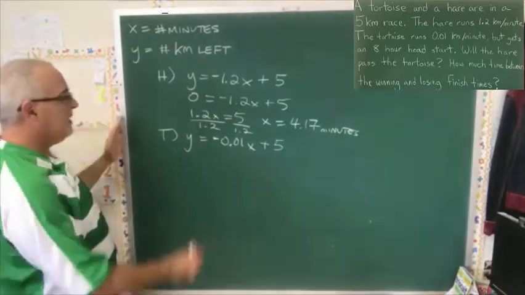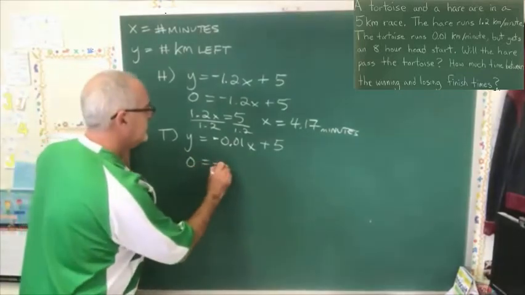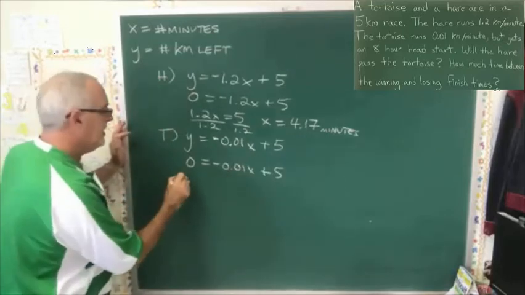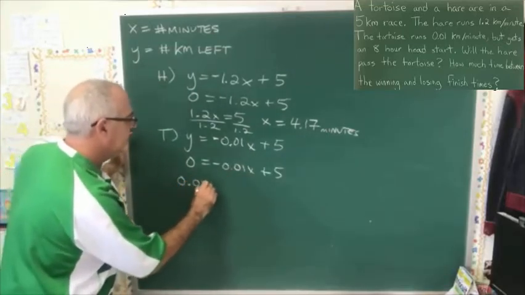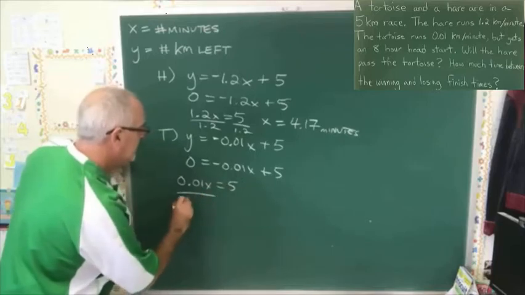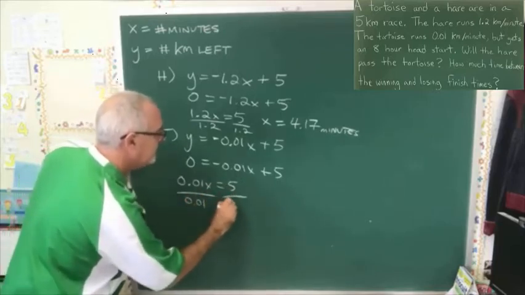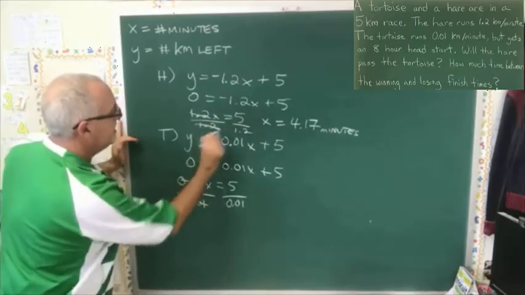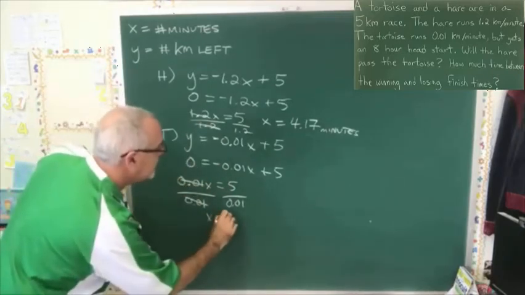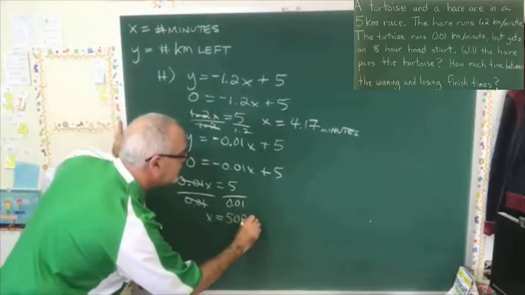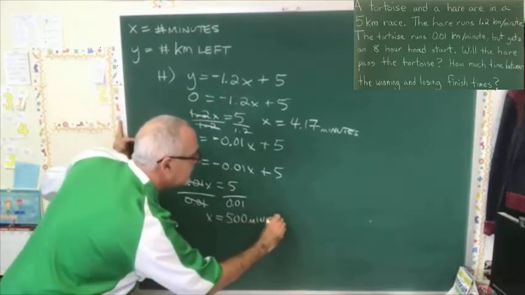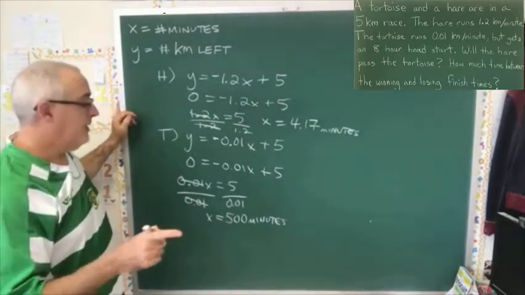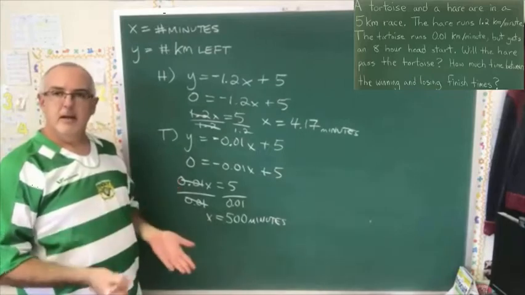Let's do the same thing with the tortoise. I'll move the negative 0.01x to the other side where it becomes positive. I divide both sides by 0.01. These cancel. I should show that these canceled. X is equal to 500. It takes the tortoise 500 minutes to run the race, or it would take 500 minutes, but he has an 8-hour head start.